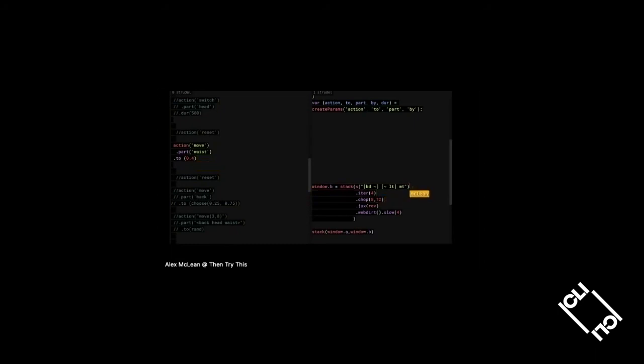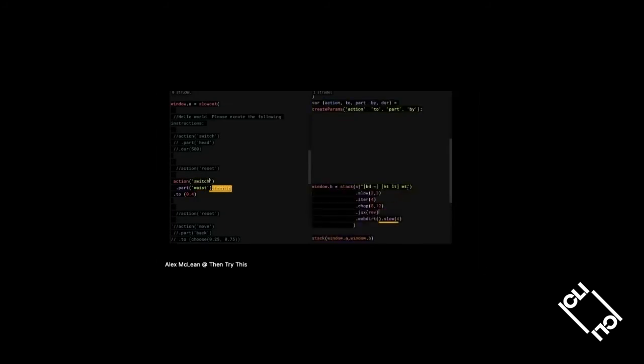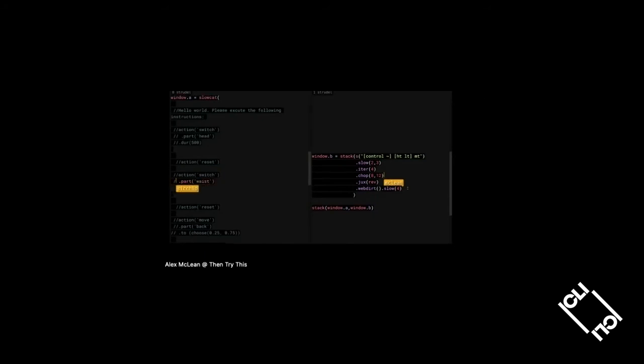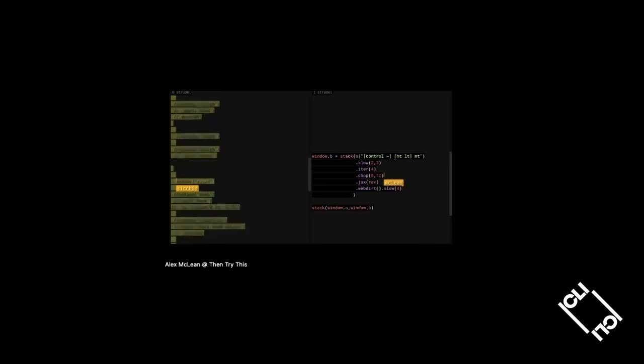Move your waist to 40%. Switch your waist. Reset.